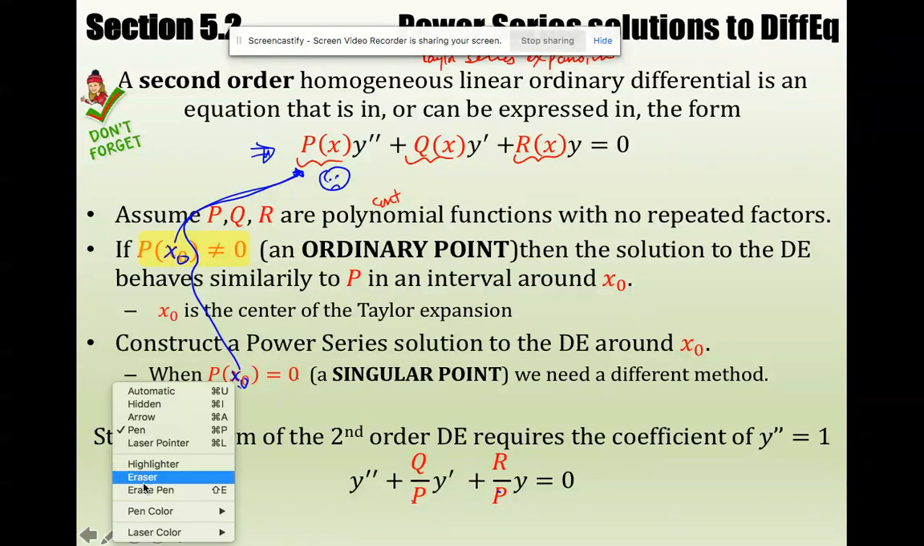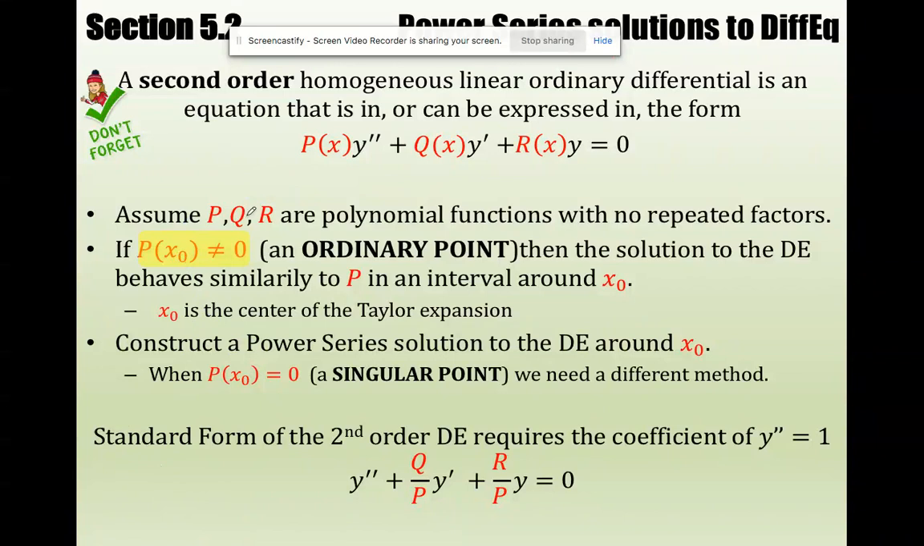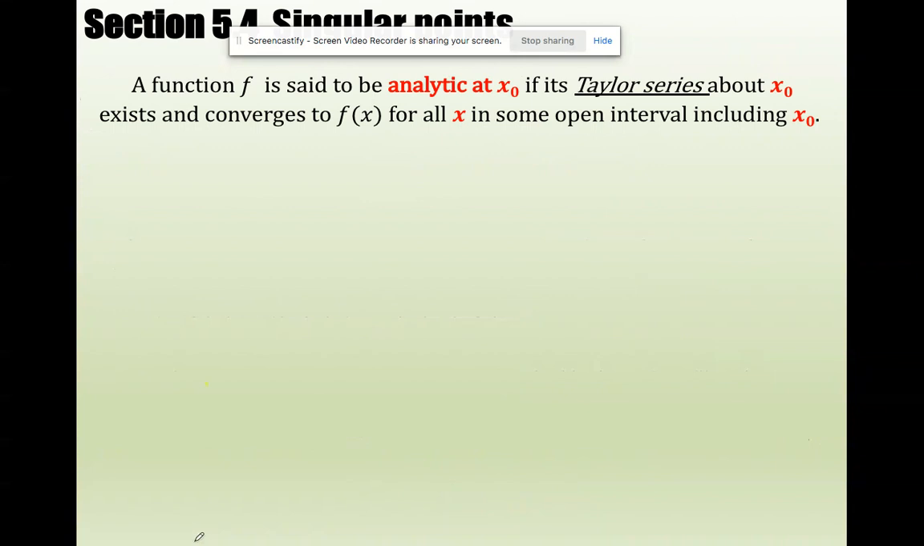So if the function in front of y double prime has no x's that create 0, you've got no issues. Every x is an ordinary point. Build your power series about whatever center you want. However, if you have any values of x that do create 0, you need to find those x's, and those are called singular points. So we need to know what x's we can't use to construct our power series solution.